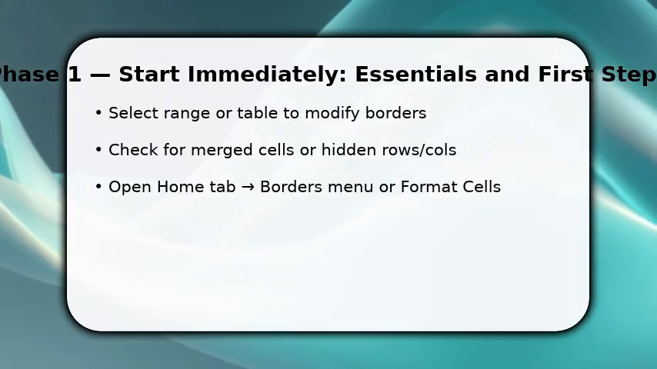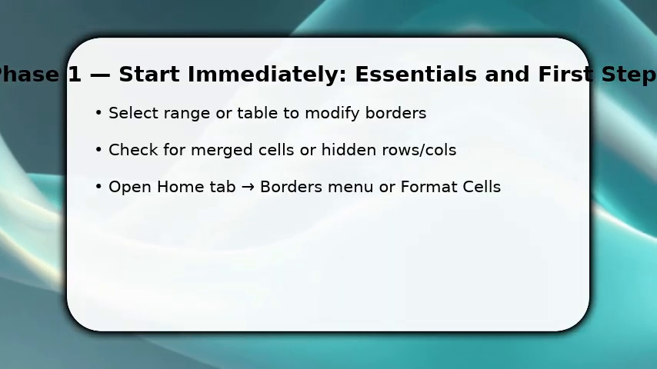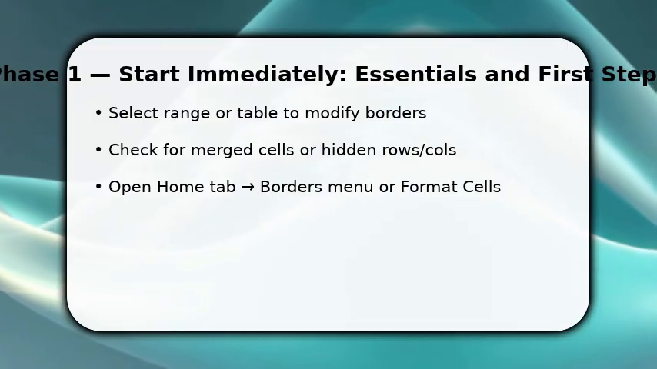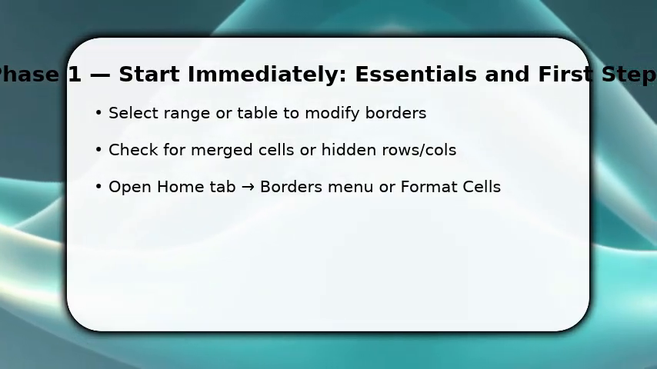You do this so Excel applies styles predictably. Otherwise, borders can skip cells or overlap. Make sure grid lines are visible to compare results as you proceed.